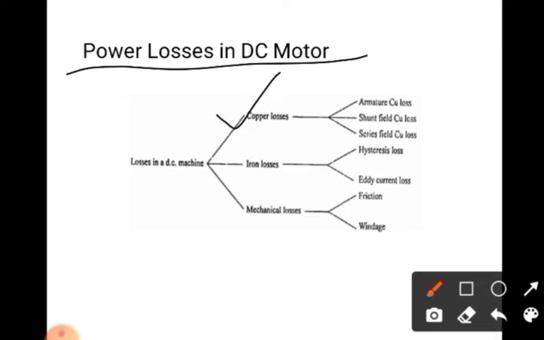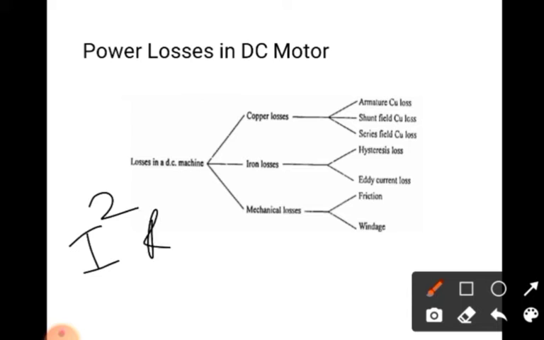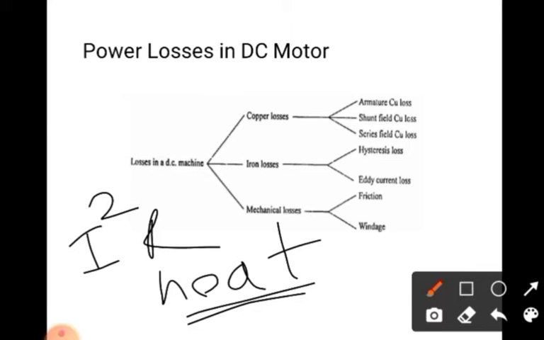Copper loss has three types: the armature copper loss, series field copper loss and shunt field copper loss. Copper loss occurs in the winding of the machine. Whenever current starts flowing through the winding, due to the winding resistance, I square R loss takes place in the form of heat. Therefore, whenever current flows through the winding of a machine, loss takes place.